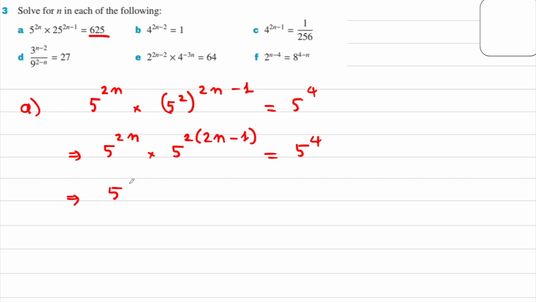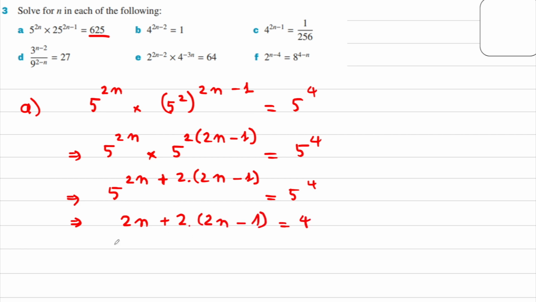So for this kind of question, you got 2n plus 2 times (2n minus 1), because it is multiplication between two exponents, so you can use addition of the power numbers. The other side will be 4. And after this writing, you just set up the equation between the power numbers, equal to 4. And this linear equation is very easy to solve now. And then you got 6n minus 2 equal to 4, so n equal to 1.